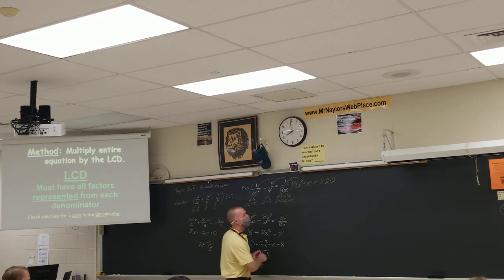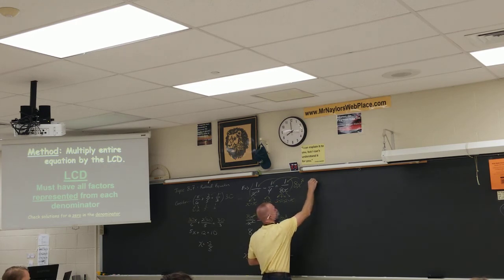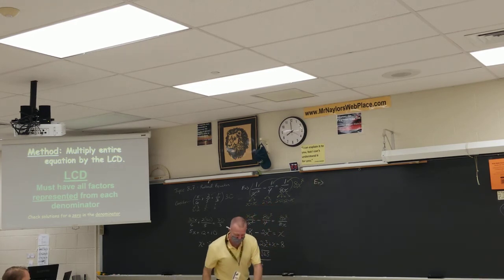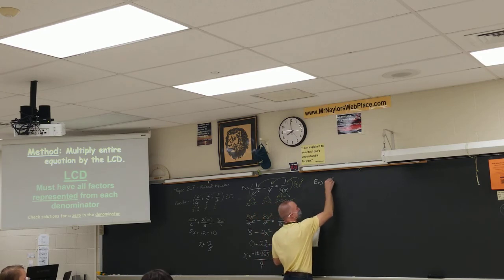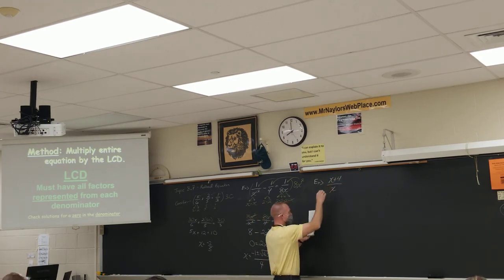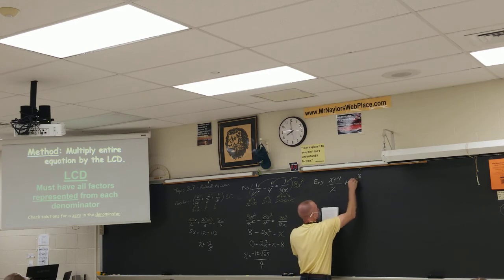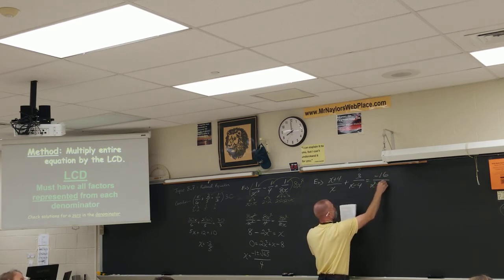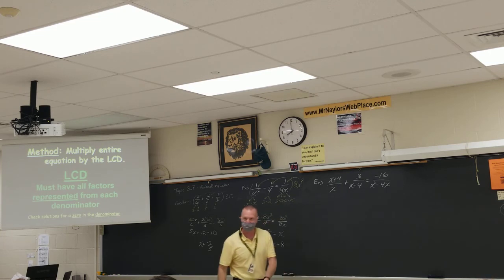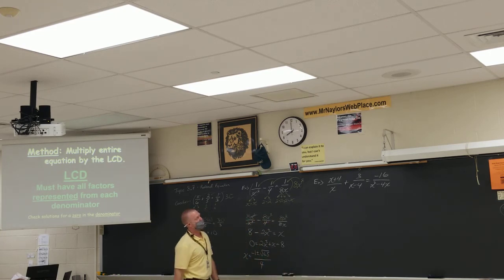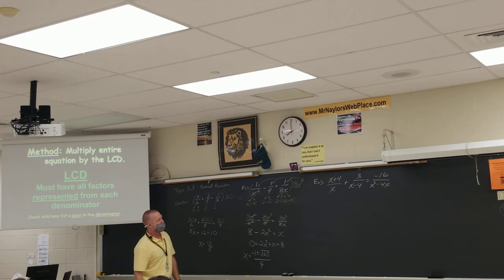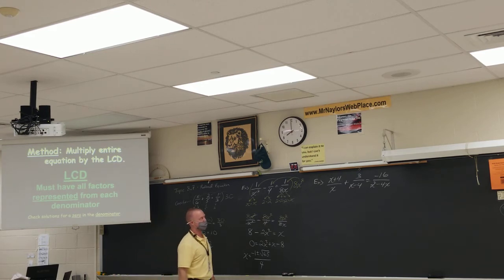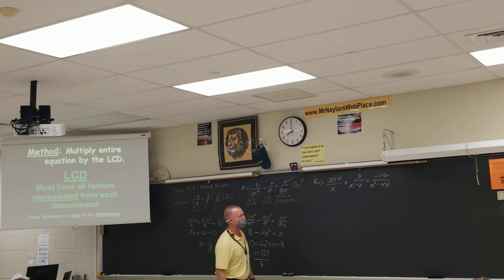Okay, now the next example, it's kind of purposely going to feel a little different. I'm trying to show you guys as much as possible, yet it still is rational. So it still uses this LCD method. x plus 4 over x, 3 over x minus 4, negative 16 over x squared minus 4x.